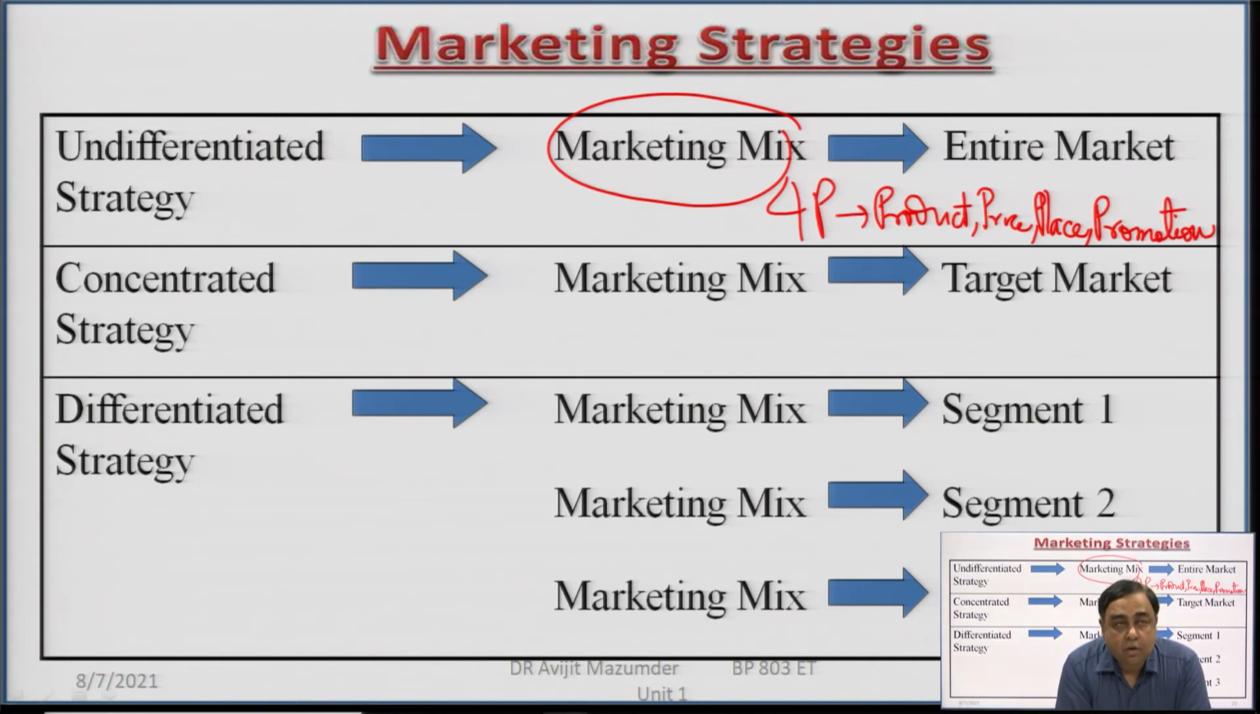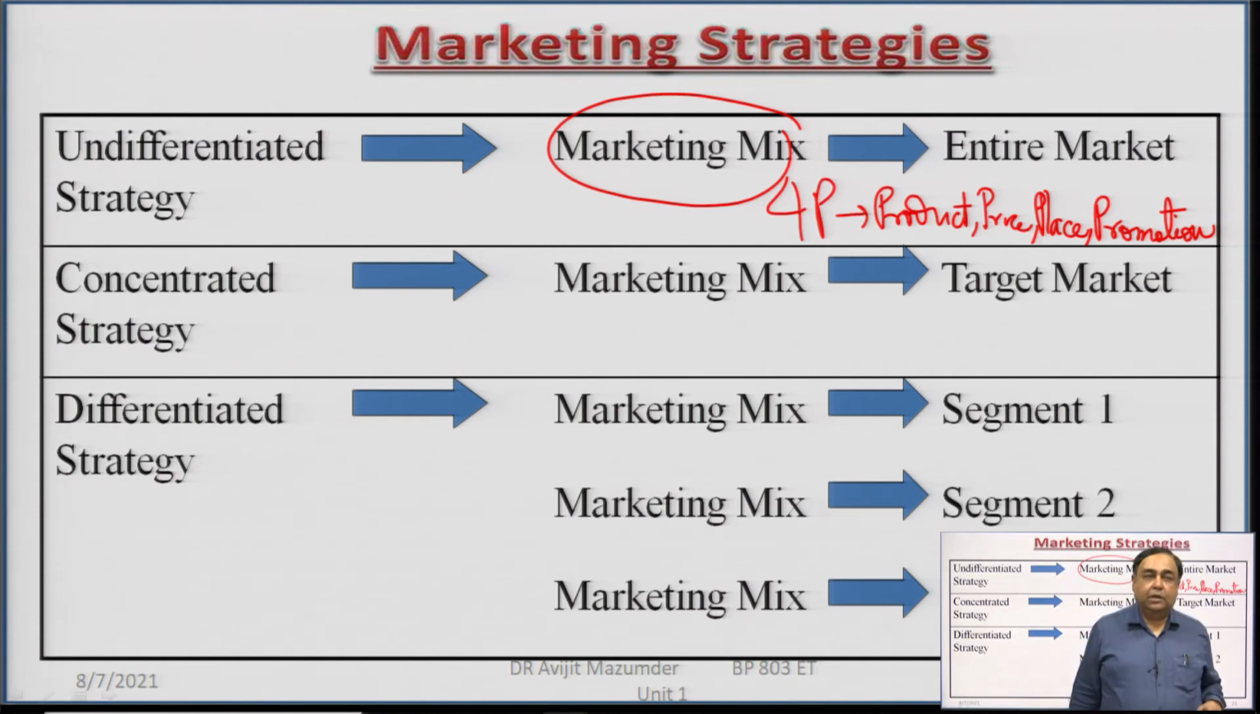Next is concentrated marketing strategy, where we are breaking the market, segmenting the market, selecting a particular market whom to target, and then applying the strategy of 4 P's to that particular target market itself. That is, you are focusing, you are fixing your arrow to a particular target group.